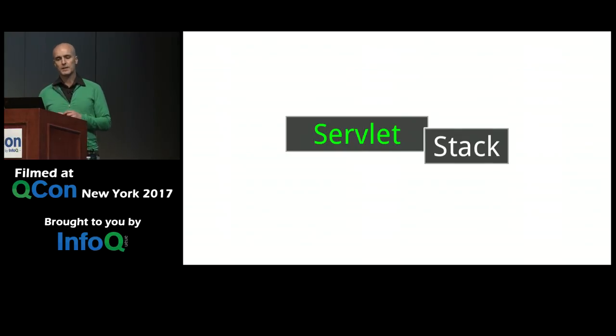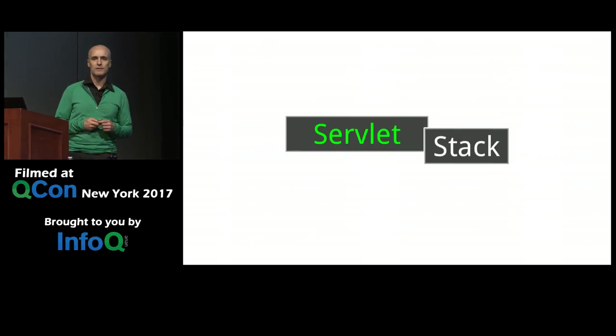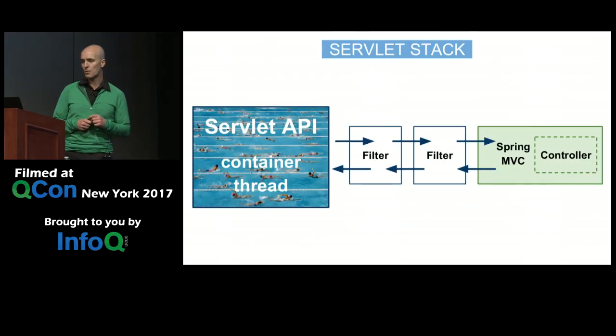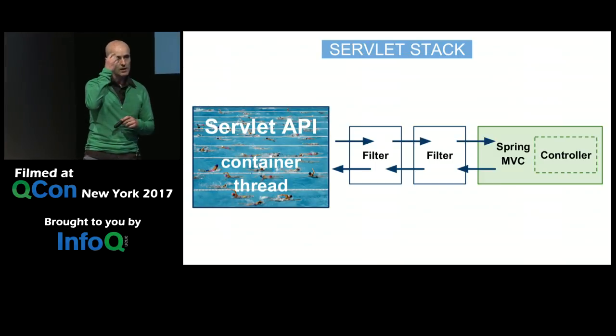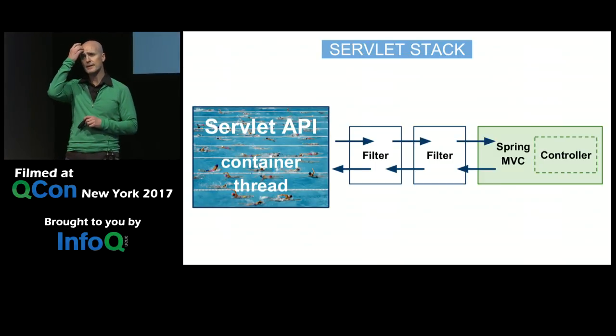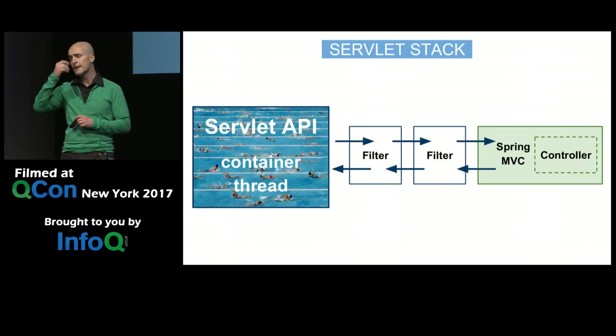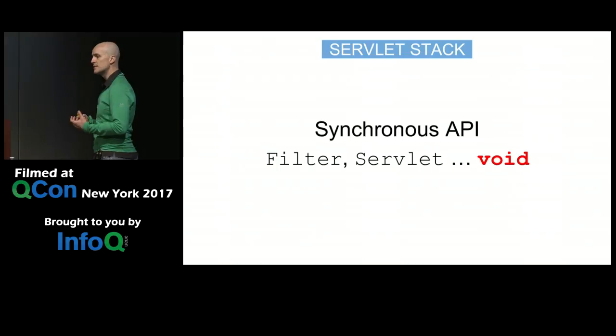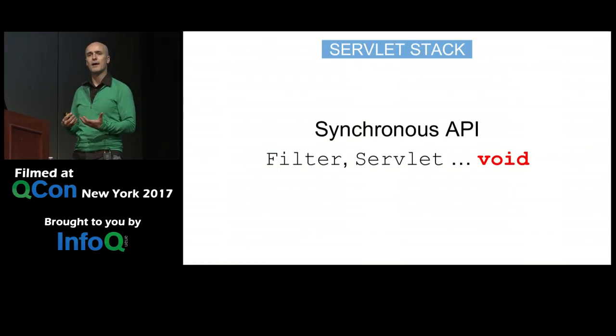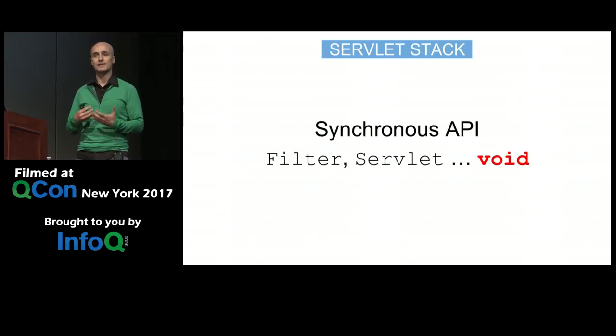So first we're going to start by taking a look at the servlet stack. And this is probably going to look very familiar. This is a classic thread per request execution model. This is where we started back in the 90s when the Servlet API was created. And this is, of course, a very synchronous, imperative style API. It's very, very easy and simple to write.